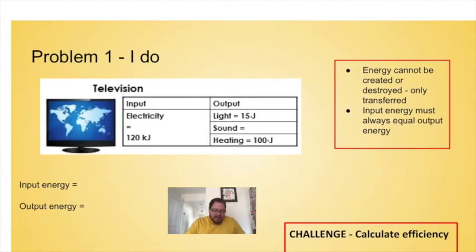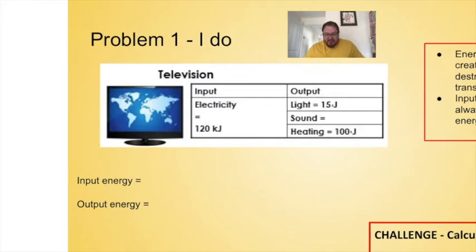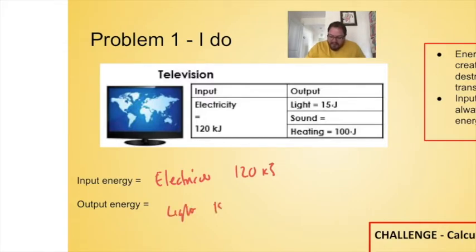And I've got a success criteria here. You can see that energy can't be created or destroyed. Input must always equal output. And we're going to get onto that challenge for year 9 and 10 in a second. So let's just identify the energies. The input energy is electrical, and it is 120 kilojoules. For the output energy, you've got light, which is 15 kilojoules, and you've got thermal, which is 100 kilojoules.